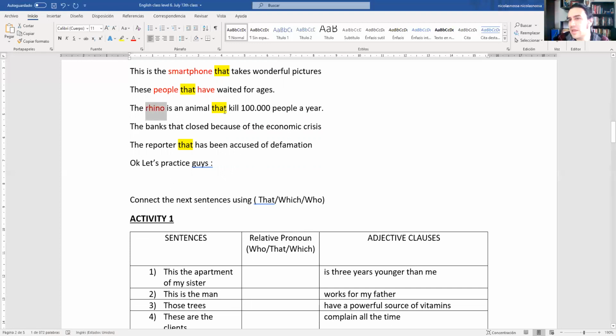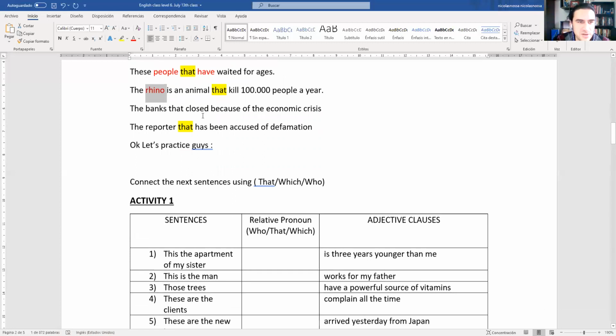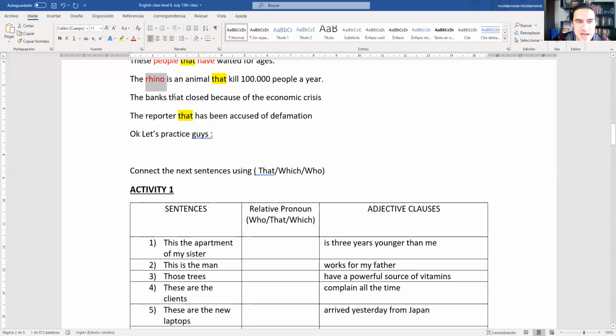Oh, the relative pronoun that is okay. The banks that... one more time, I'm talking about banks, no? Companies, in this case, the banks that closed because of the economic crisis. The reporter that has been accused of defamation. So in this case, I'm talking about a person, so that it's okay.